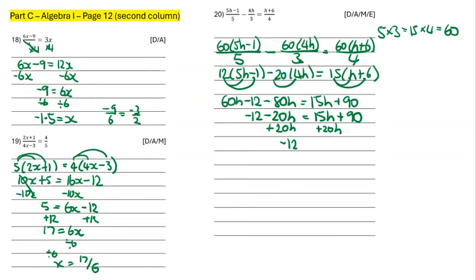So it's going to be negative 12 equals to 35h plus 90. I'm then looking to do minus 90, minus 90. So I've got negative 102 is equal to 35h. And then I'm going to divide both sides by 35 to wrap up my answer. So h is equal to negative 102 over 35.